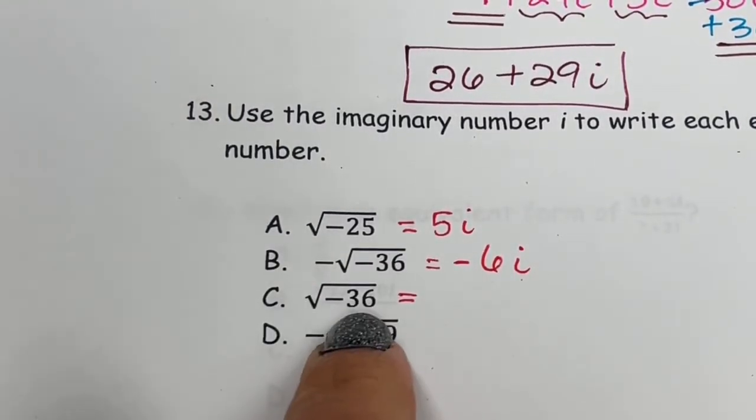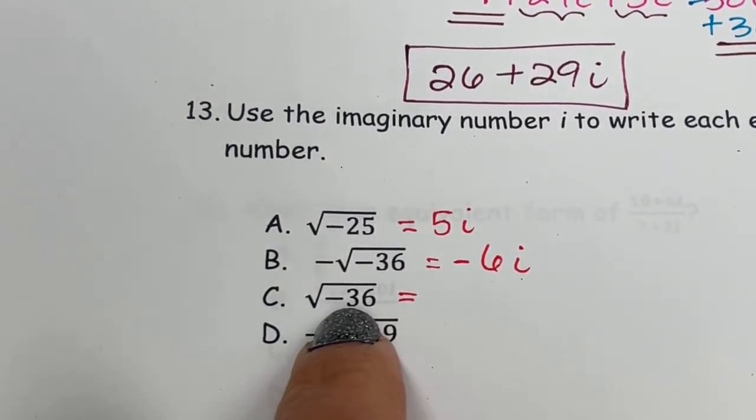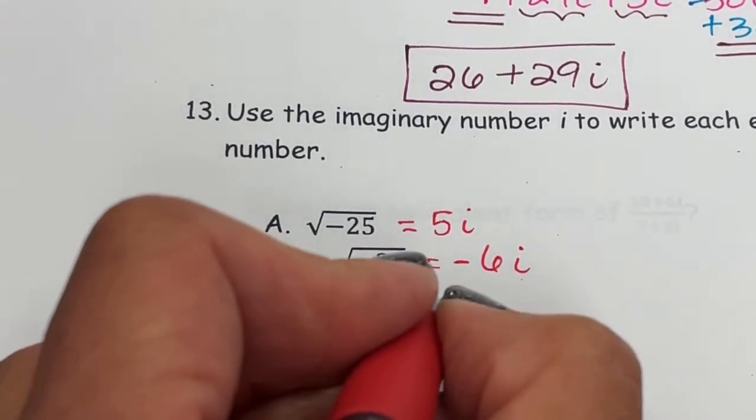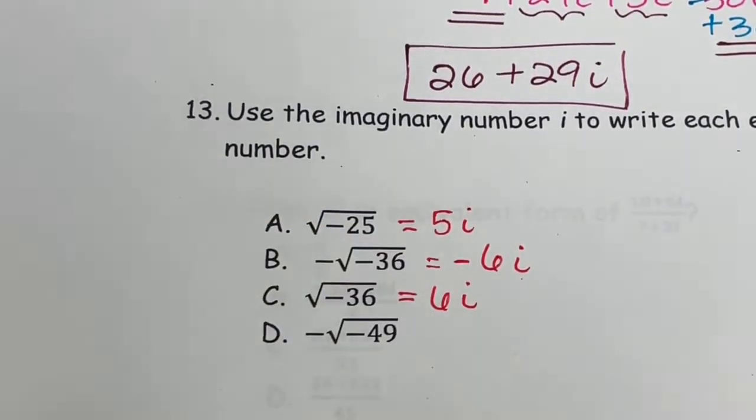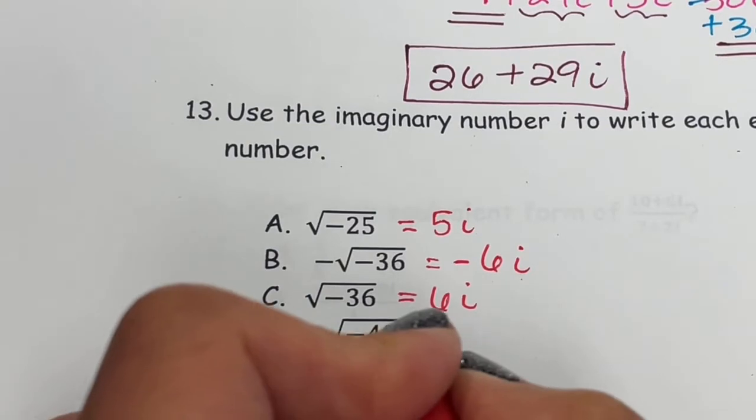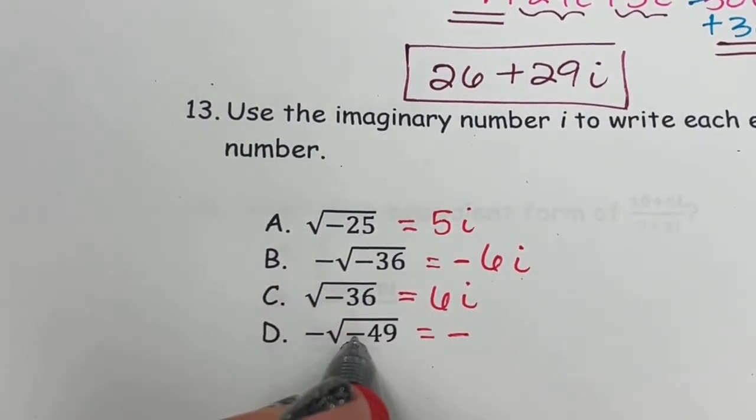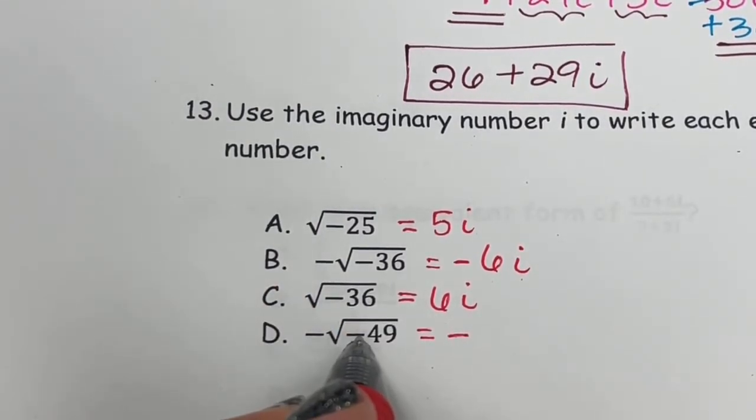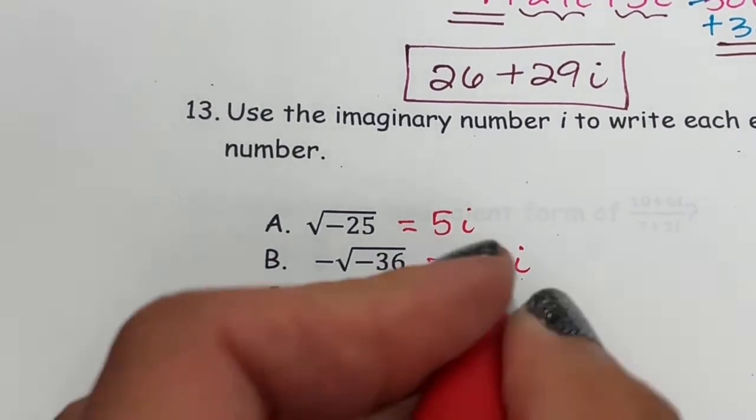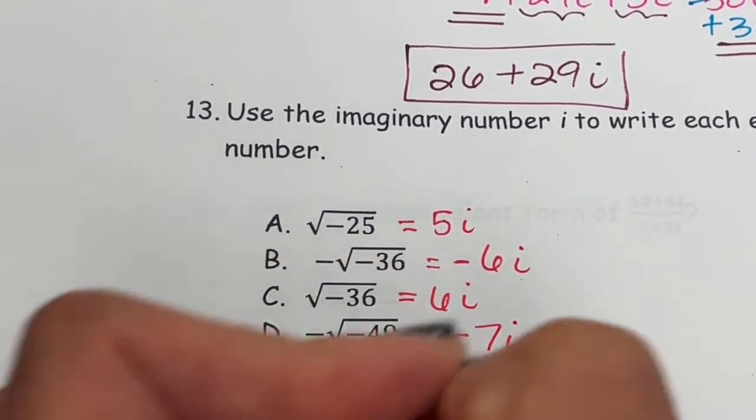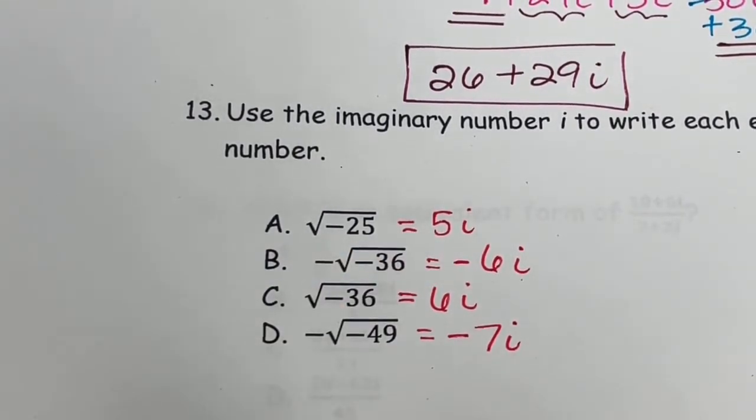For this one, there's only a negative under the radical, so that means poke an i out, and the square root of 36 is 6, so 6i. This one, there's a negative out front already. There's a negative under the radical, so you got to poke an i out, and the square root of 49 is 7, so negative 7i. And that's number 13.